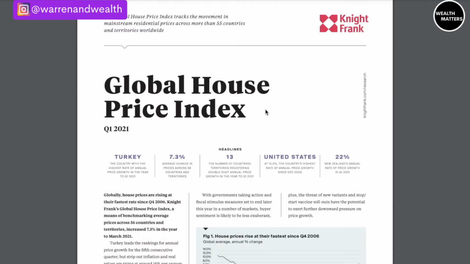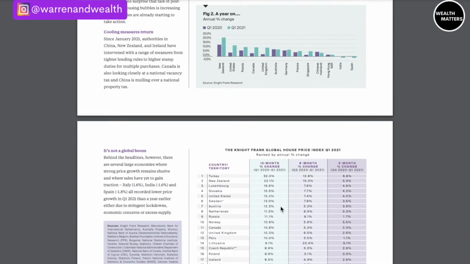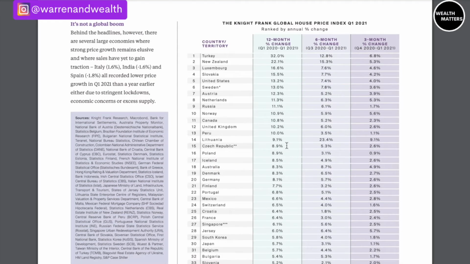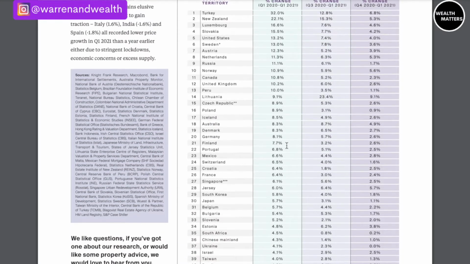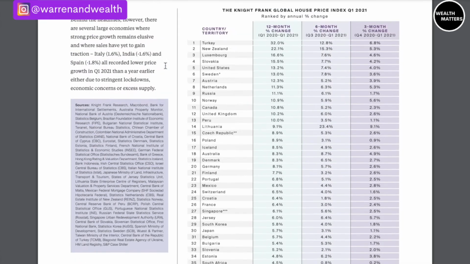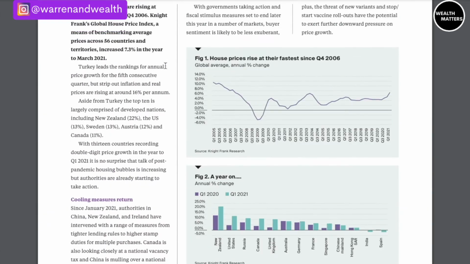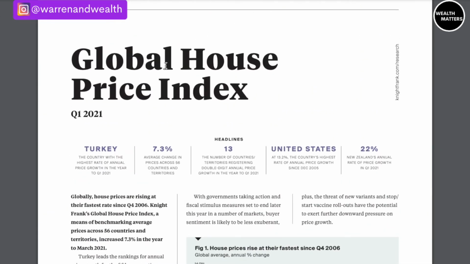So let's start by looking at some headline figures. For the first quarter of 2021, the first quarter being January to March, just those 3 months, house prices globally, and when I say globally, it's across 56 different countries, these being 56 of the major economies across the world. The growth in the price of a house across those 56 major countries has been 7.3%.